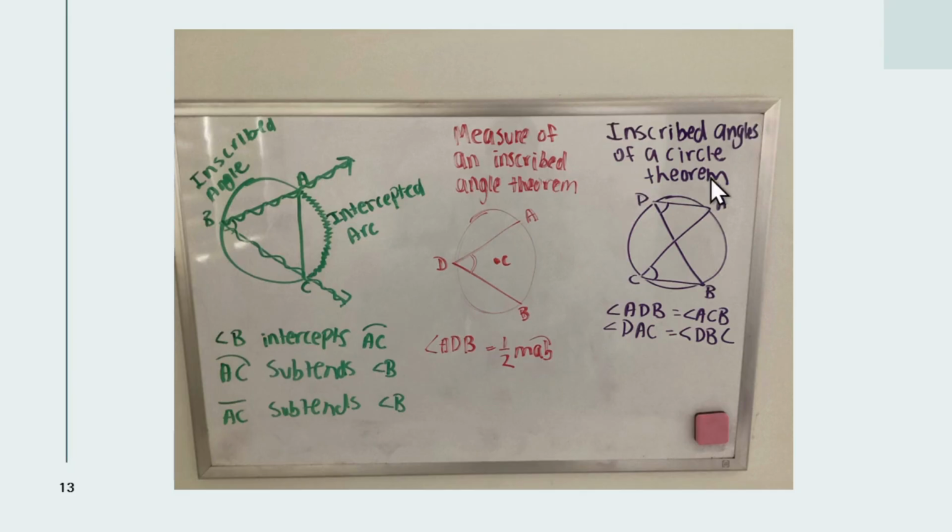Inscribed angles of a circle theorem. So we have ADB is equal to DAC. ADB is equal to ACB. Likewise, DAC is equal to DBC. Okay, so they're just equal to each other because they're both inside the circle.